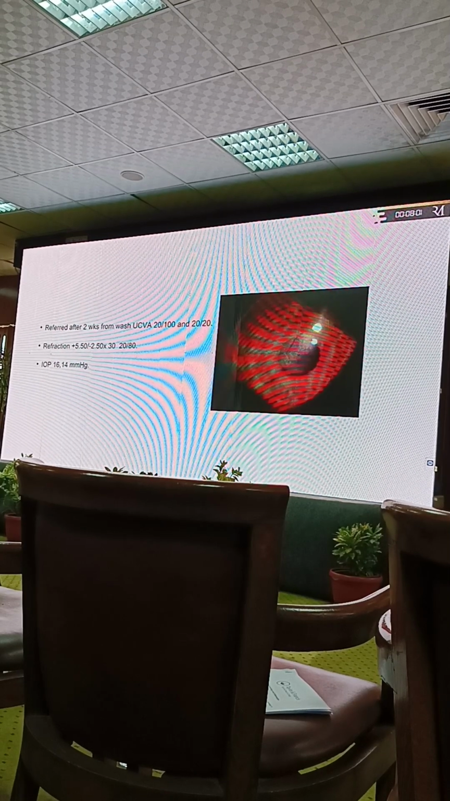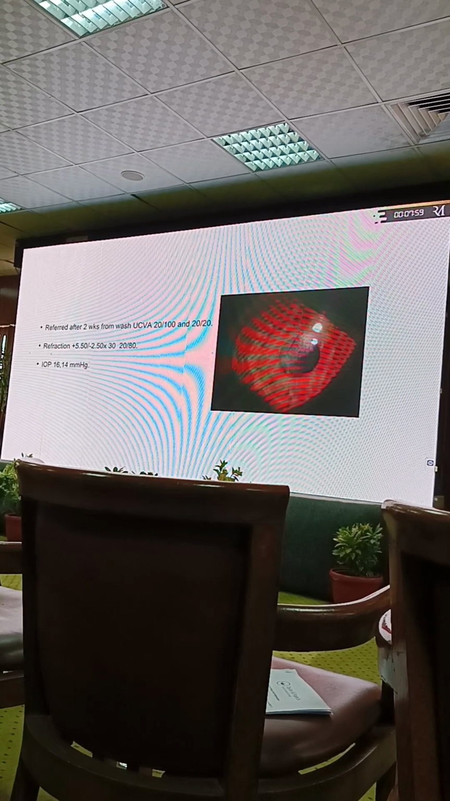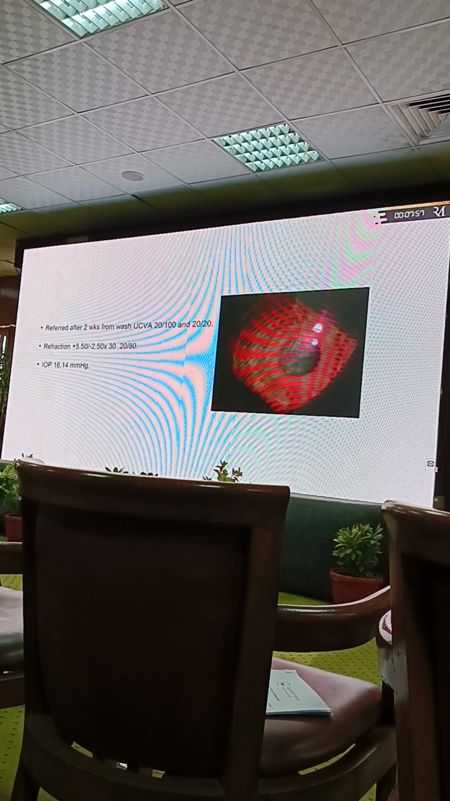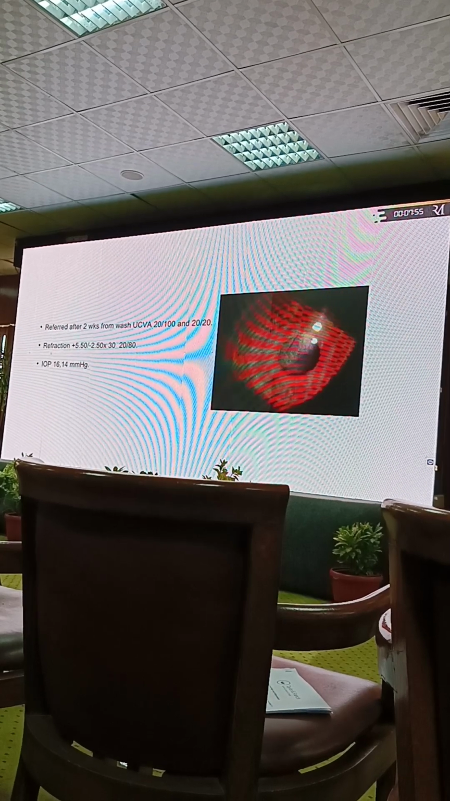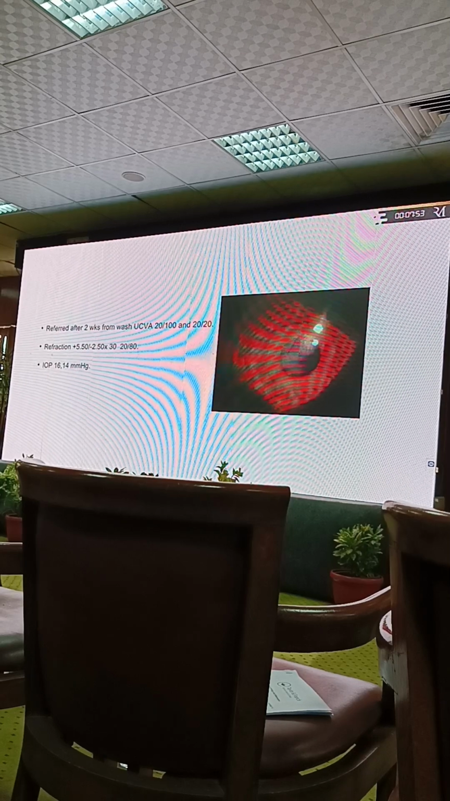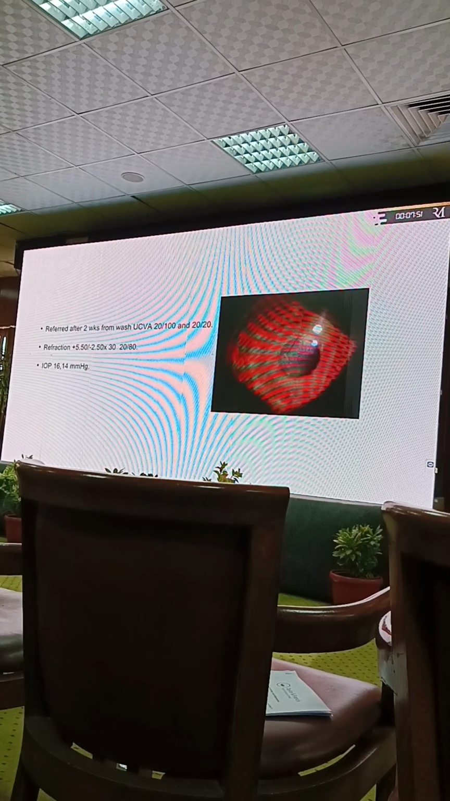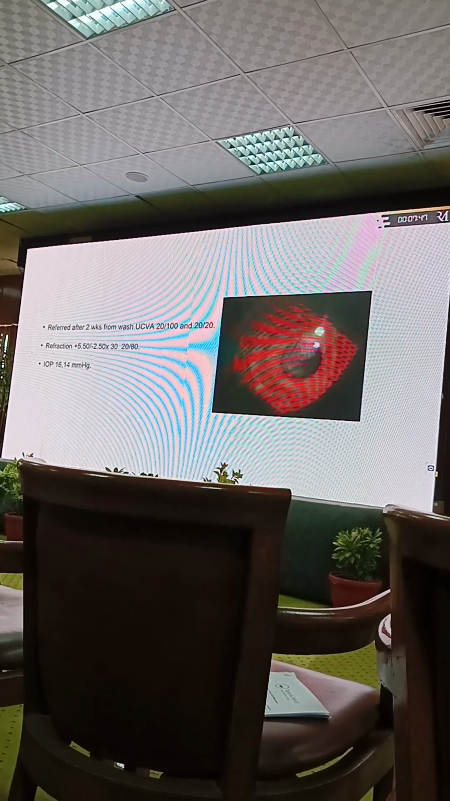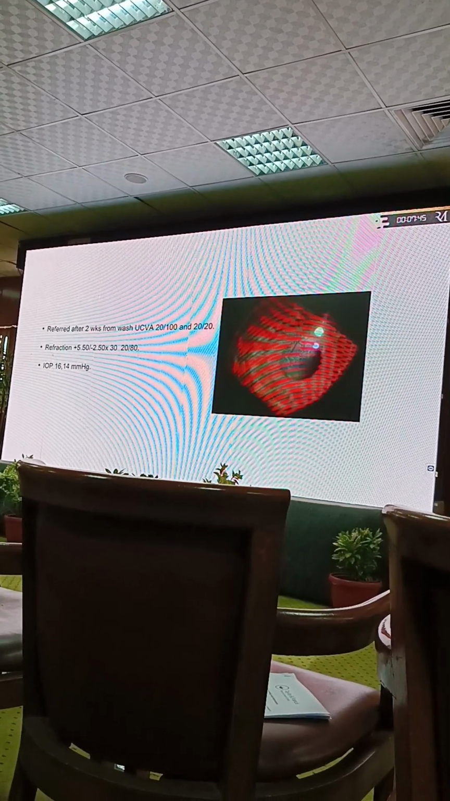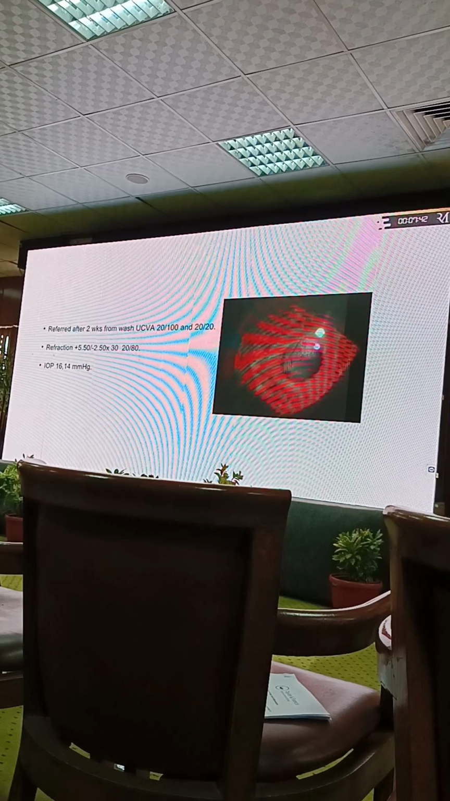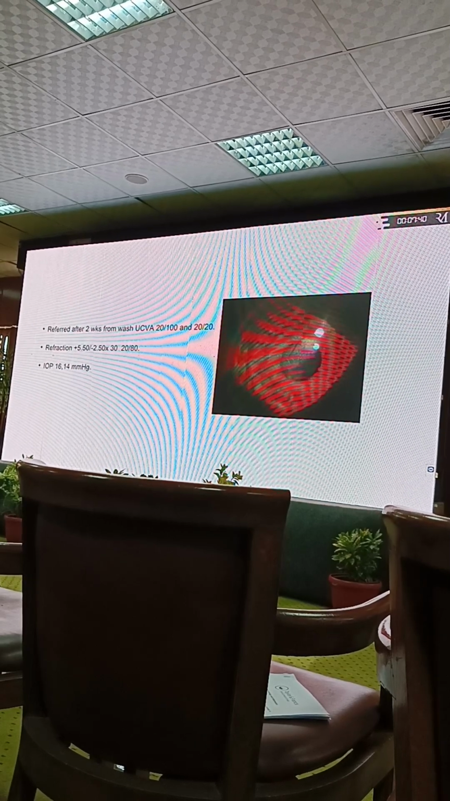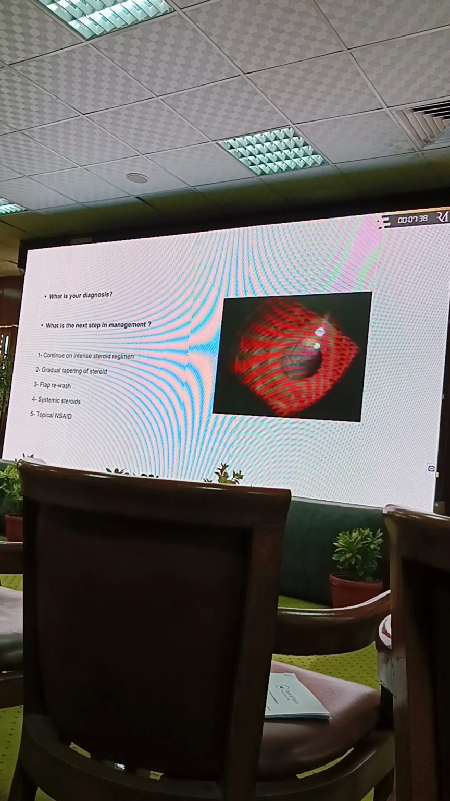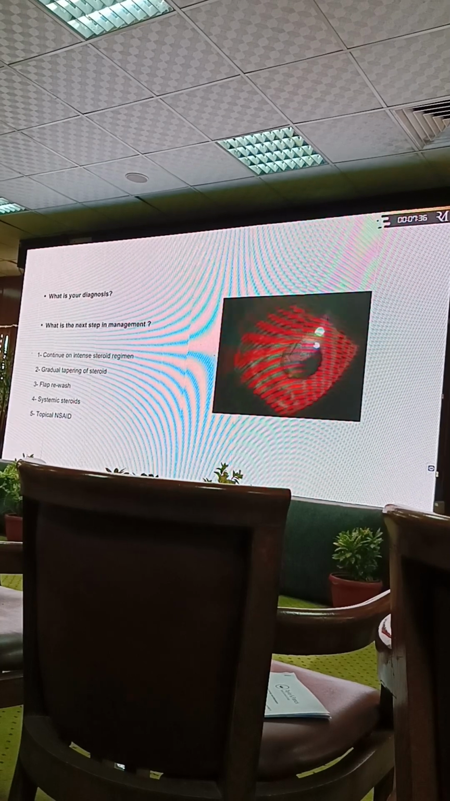The refraction was +5.5 and -2.5 with a corrected visual acuity of 20/80. The intraocular pressure was normal in both eyes, with this picture in the cornea. This was the picture after 3 weeks, and after 2 weeks from the flap wash with steroids, and again with topical steroids hourly. So, what is your diagnosis?